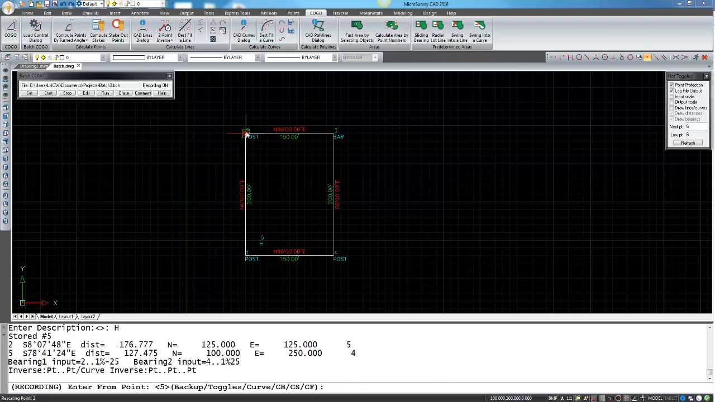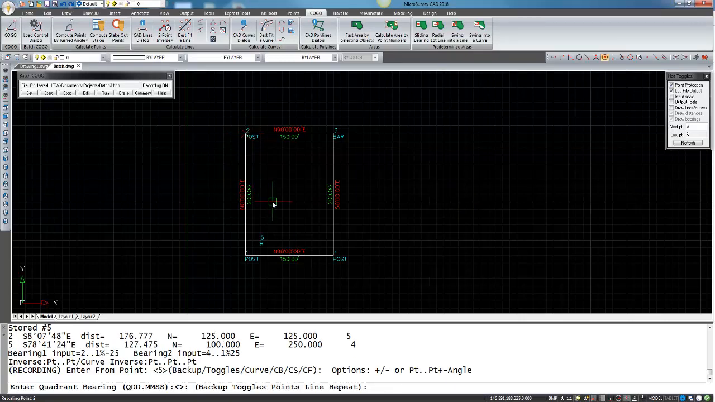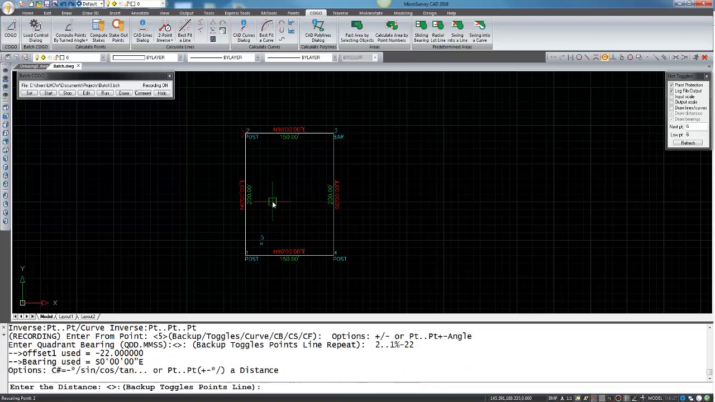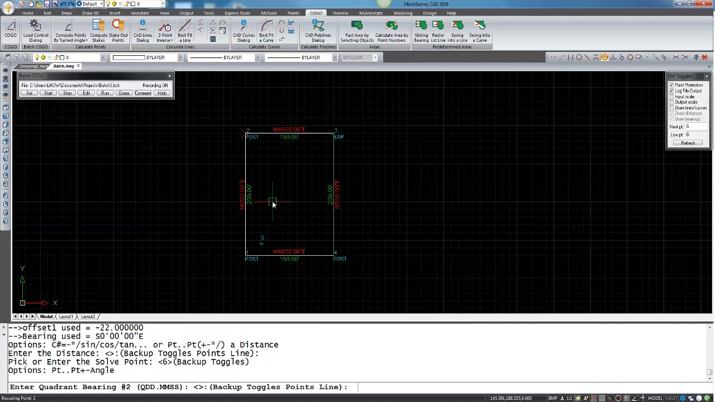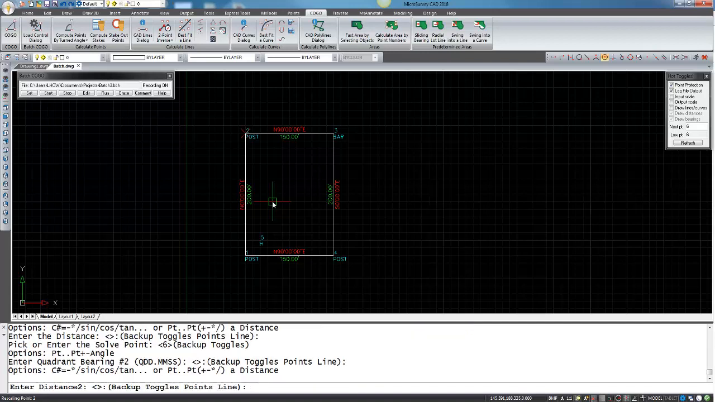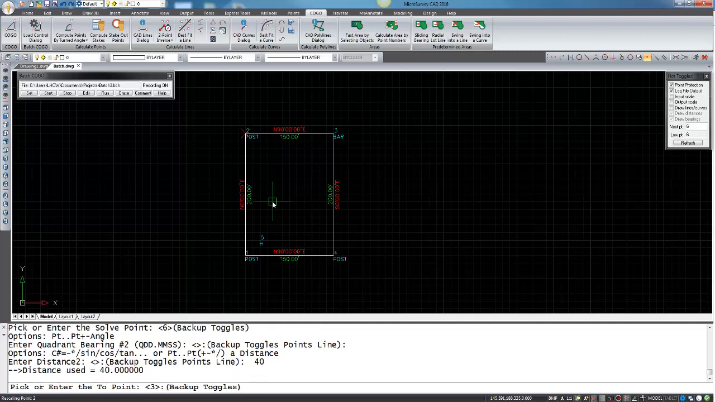And I want to start from point 2, and we're going to use the bearing of 2 to 1, offset, so percent sign, and an offset of 22 to the left. So we'll need to input a negative here. And we don't know the distance from here, but we do want to solve for point 6. And we have a distance of 40 for the second distance, and this is measured from point 5.